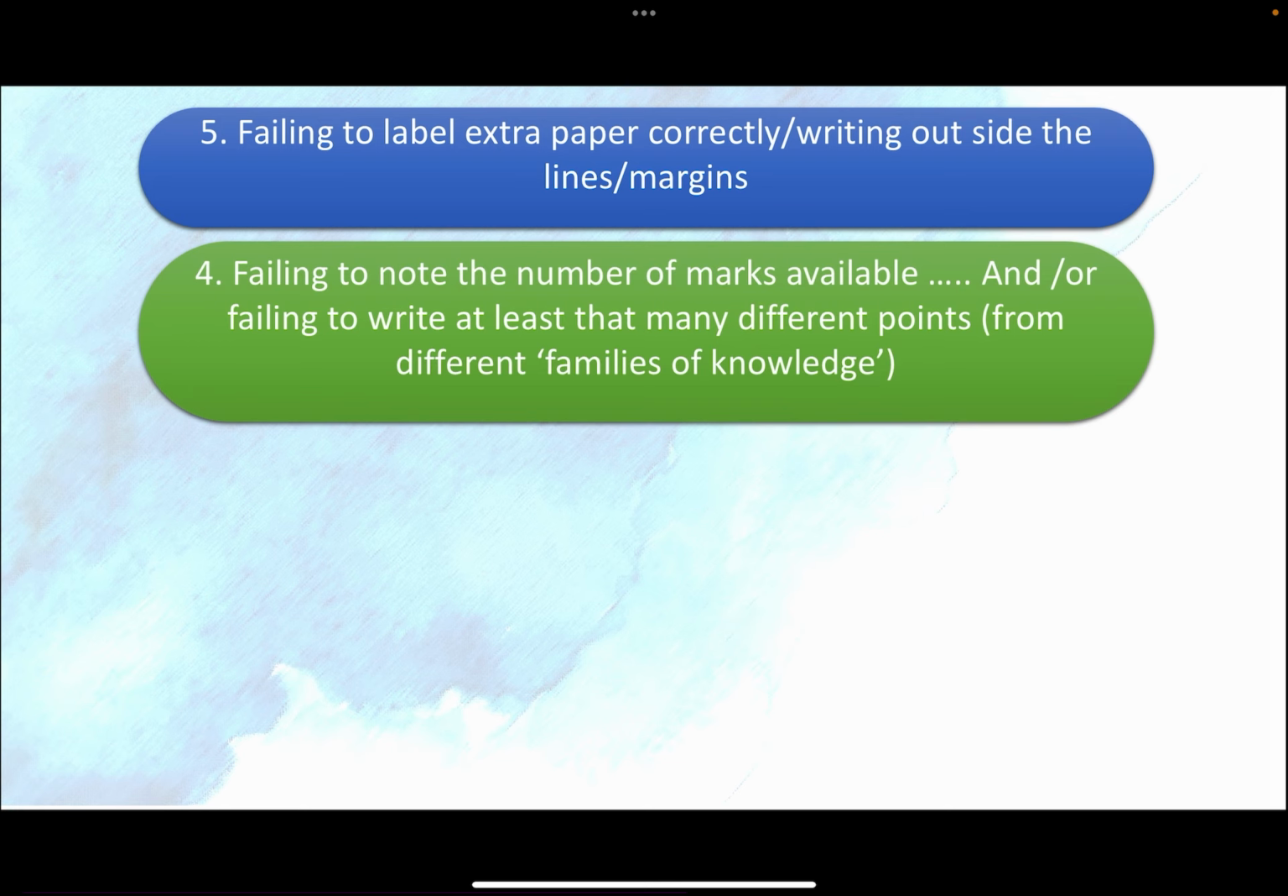In at number 4, a massive one here, failing to note the number of marks available and or failing to write as many different points down from different families of knowledge answers. So if it's a 3-mark question, you've got to put down 3 separate points. If it's a 4-marker, 4 separate points, etc., etc. And you really want to make sure that your points are completely different. That's what we mean by families of answers, families of knowledge, because if you put too many similar points down, chances are they might come under the same mark scheme umbrella.